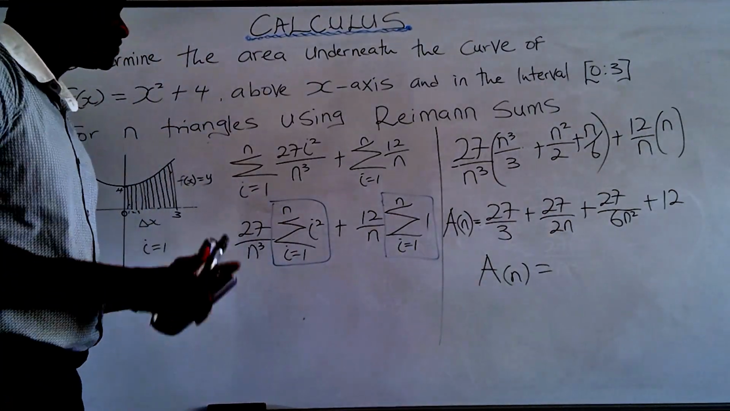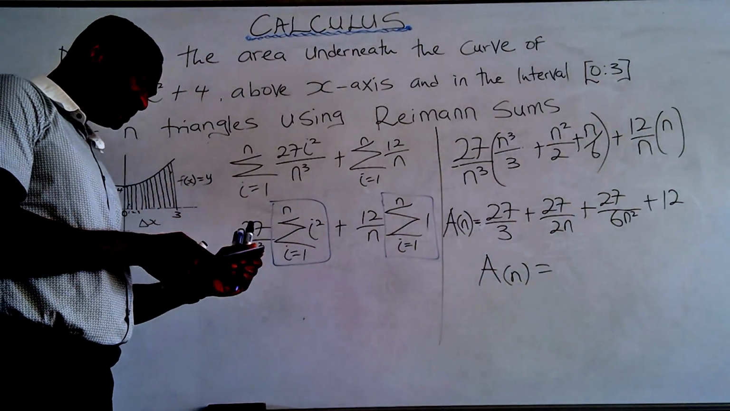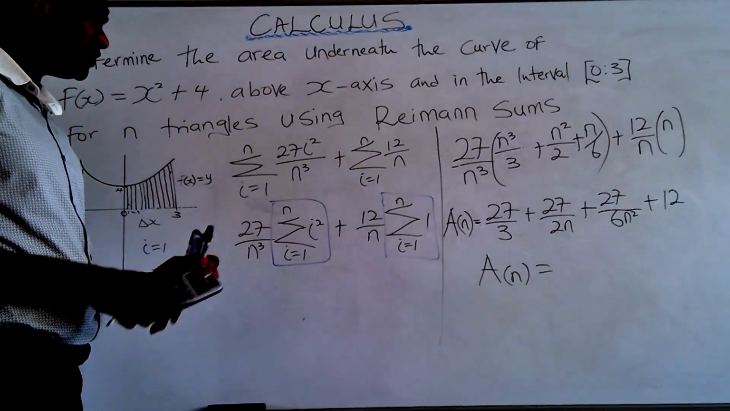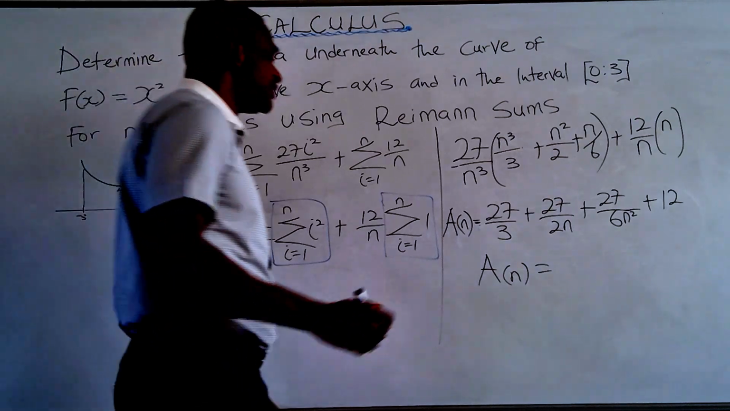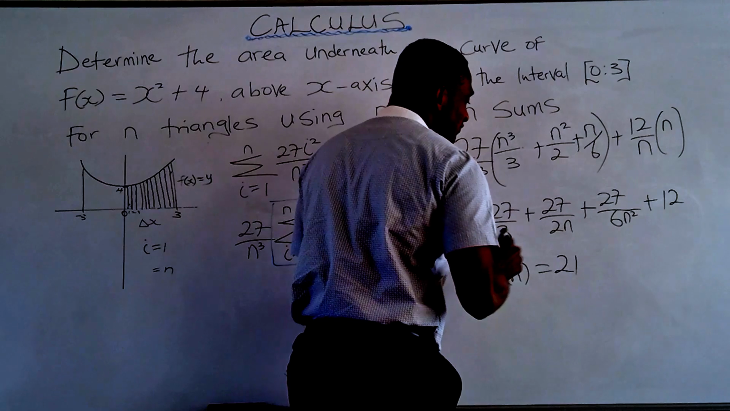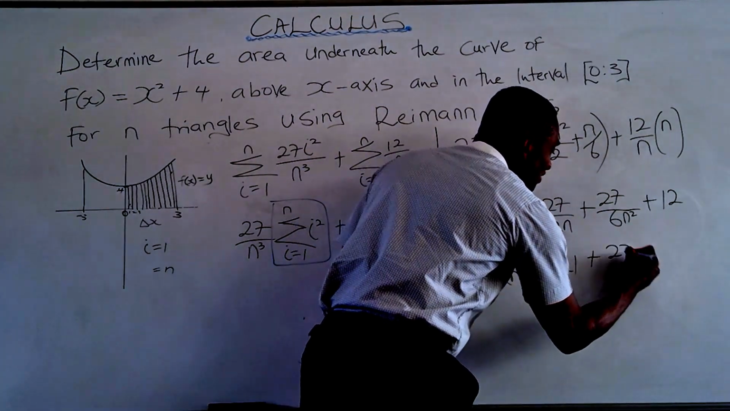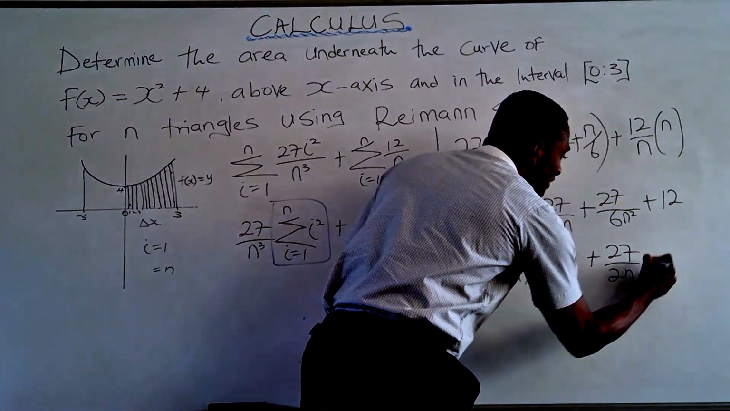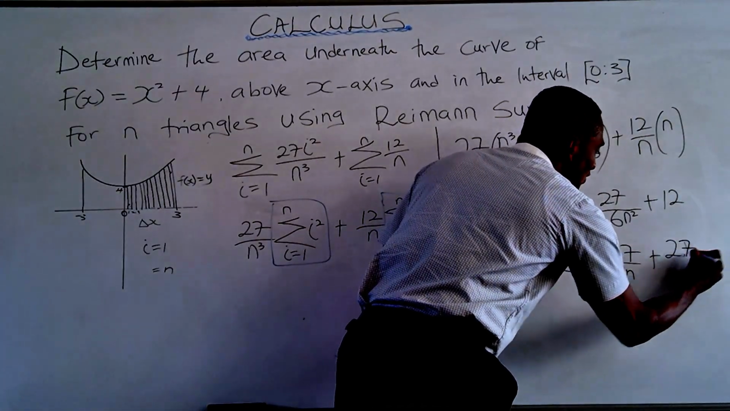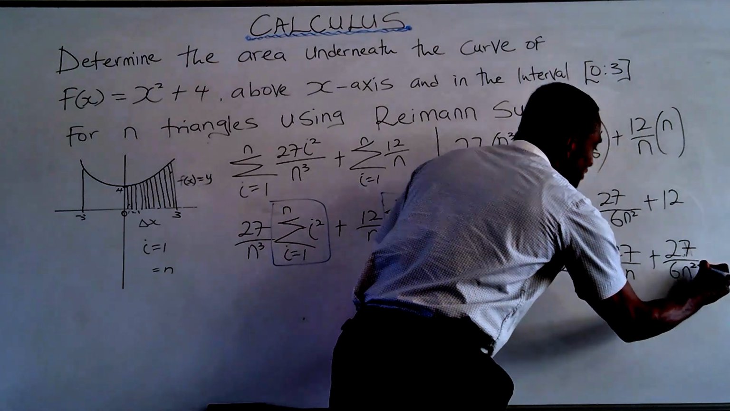So let's check this. I have 27 over 3 is 9, plus 12. 9 plus 12 is 21. So 21 plus 27 over 2n plus 27 over 6n squared.